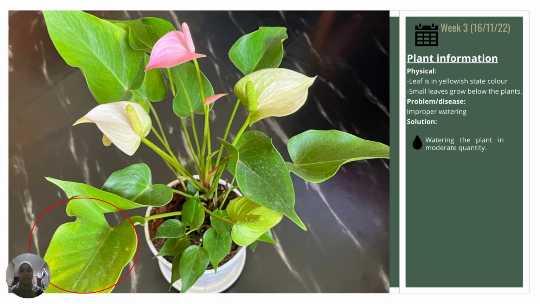In week 3, the leaf is in a yellowish color. Small leaves grow below the plants. As for the yellowish leaf color, it may be because of improper watering. So I water the plant in moderate quantity and regularly.